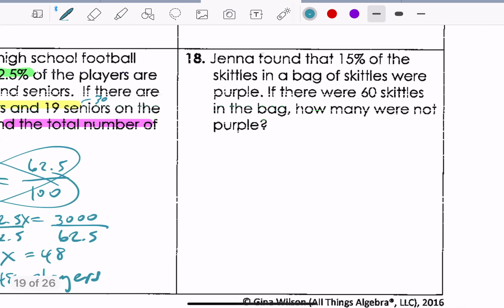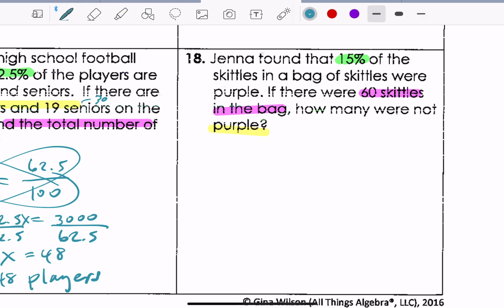Okay, the last question. Jenna found that 15% of the Skittles in a bag of Skittles were purple. If there were 60 Skittles in the bag, how many were not purple? This question's got a lot going on, but we know our percent, right? 15% were purple Skittles. She told us there's 60 total Skittles in the bag. They want to know how many were not purple, but first we're going to figure out how many were purple. That's the thing that's missing for this particular equation, but then we're going to have to go back and figure out how many weren't purple. We'll do the purple part first.